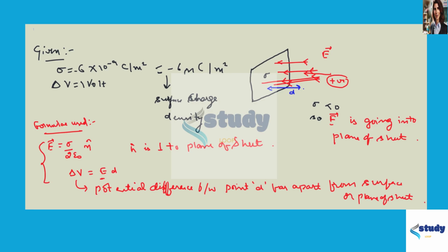The question says, does your answer depend on where you choose your reference point for your potential? Yes, it does. If we take some point here and another point here, the potential difference between these two points and the potential difference between these two points is different, because the potential difference is dependent on the d. So yes, the potential difference between any two points is dependent on the reference.